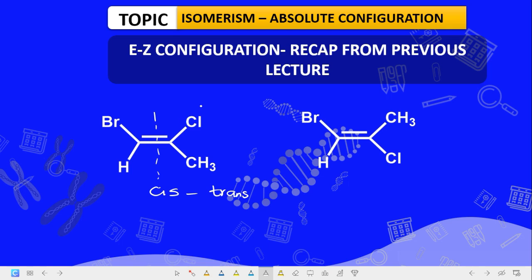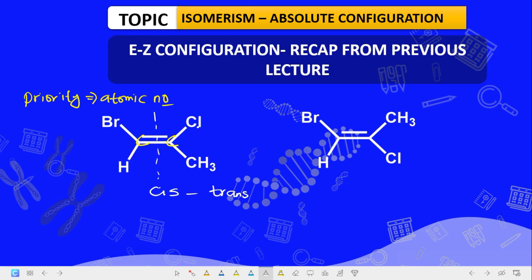Now what you are going to do is assign priority to the atoms that are bonded to the carbon at the seat of the double bond. This carbon here and this carbon here are the seats of the double bond, and then we have to assign priority to the atoms that are present at the seat of this double bond in accordance with atomic number. The atom that has the highest atomic number automatically has the highest priority.